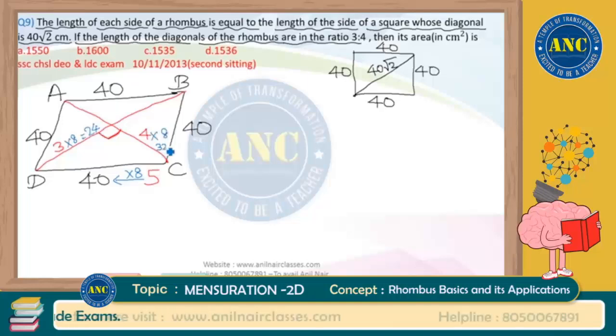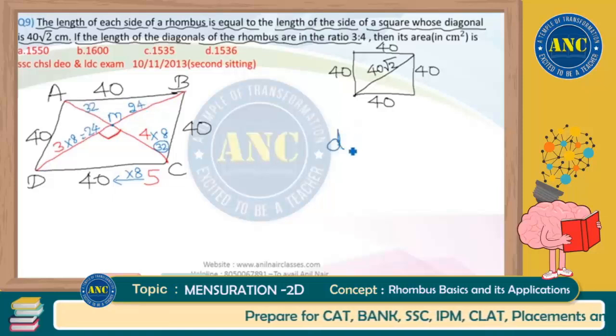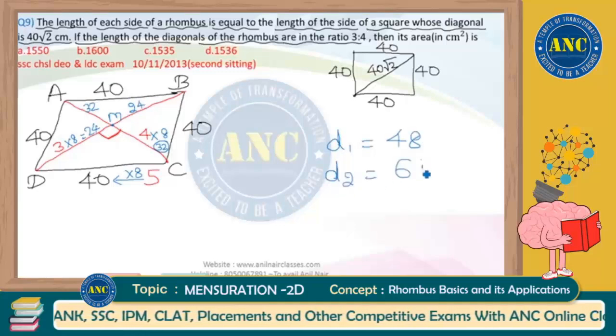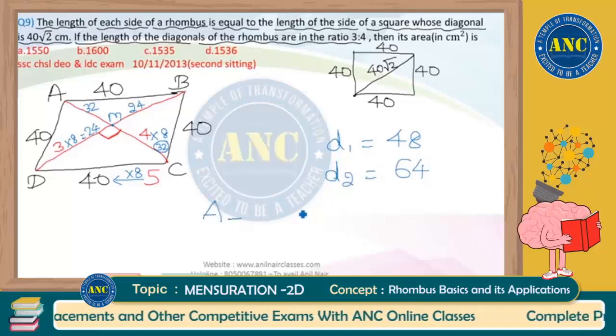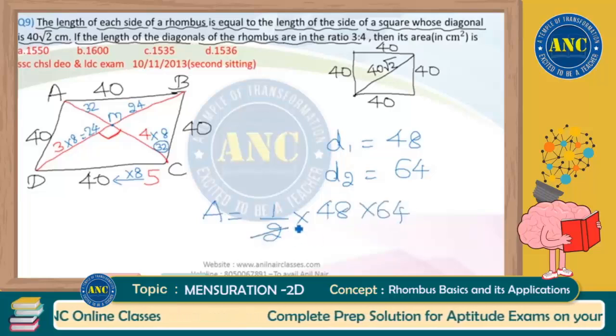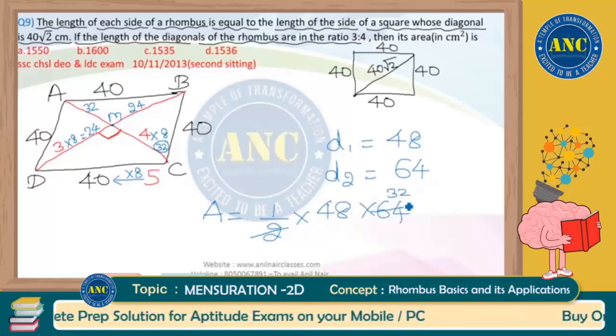Think a little logically, you will get the answer. This particular length is 32. That means from M to C is 32, so M to A is another 32. M to D is 24, M to B is another 24. That means one of the diagonals is 24 plus 24, another diagonal is 32 plus 32. So the area of the rhombus is half into 48 into 64. This is 2 into 1, 2 into 32, so 48 into 32, which should give me the answer.